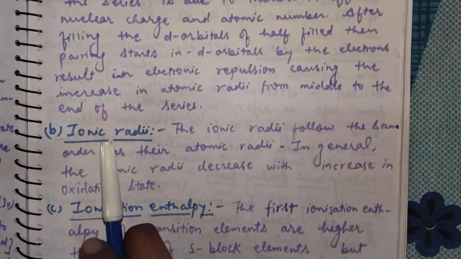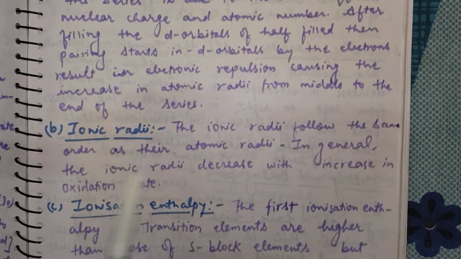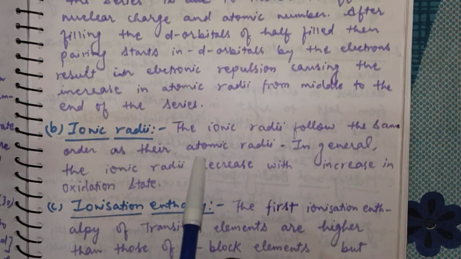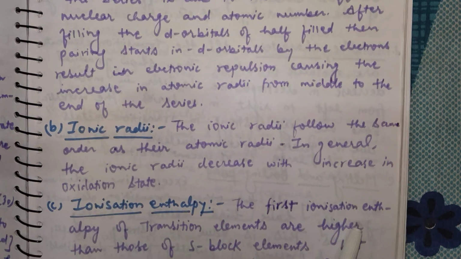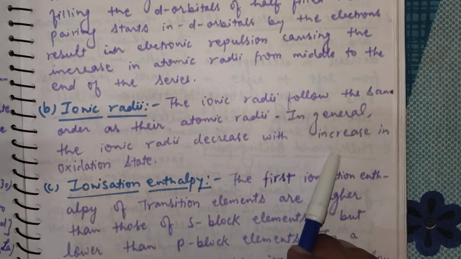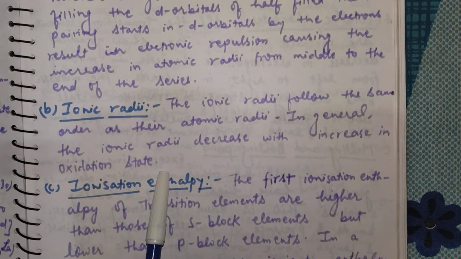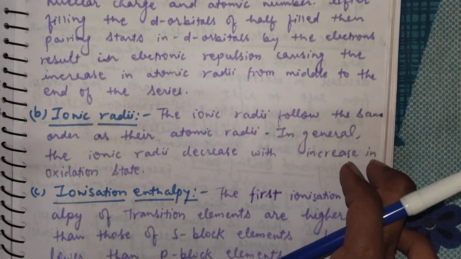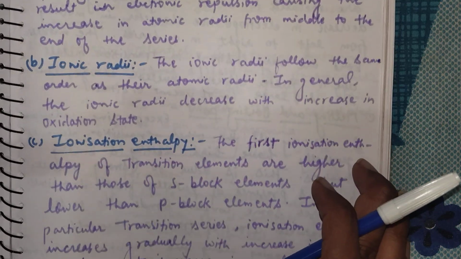Now come to the next point, ionic radii. What is ionic radii? The ionic radii follow the same order as their atomic radii. In general, the ionic radii decrease with increase in oxidation state, because the number of electrons released from the transition elements increases.